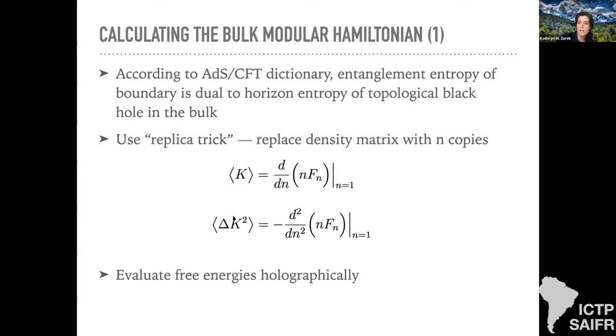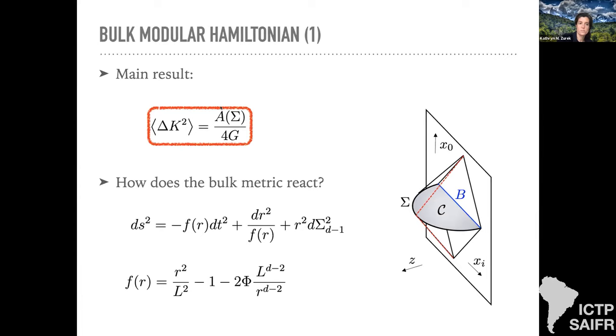And so you can grind through this calculation, and it turns out that the fluctuations in the modular Hamiltonian are exactly the area of the Ryu-Takayanagi surface over 4G. So in other words, the fluctuations in the modular energy are exactly equal to the expectation value of the modular energy. So the coefficient between those two is one.